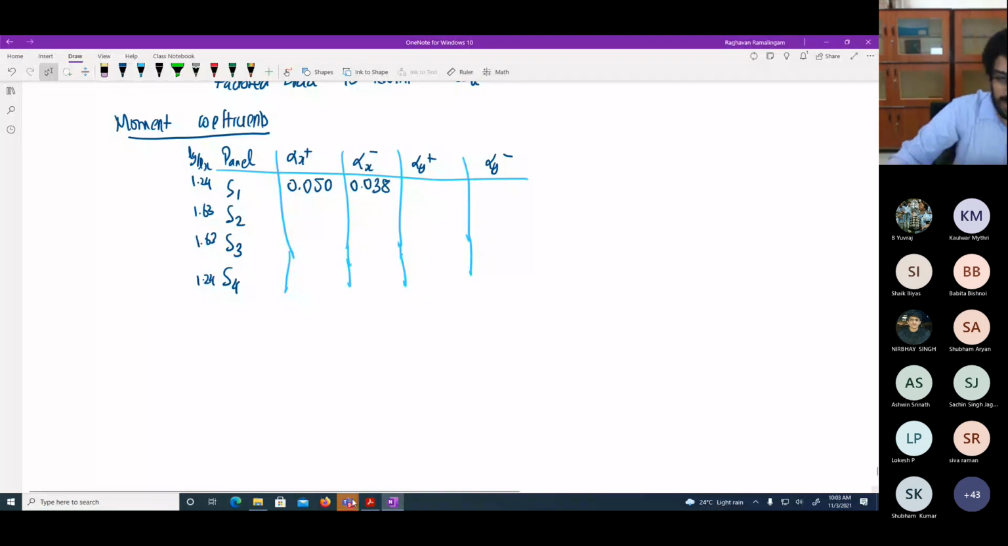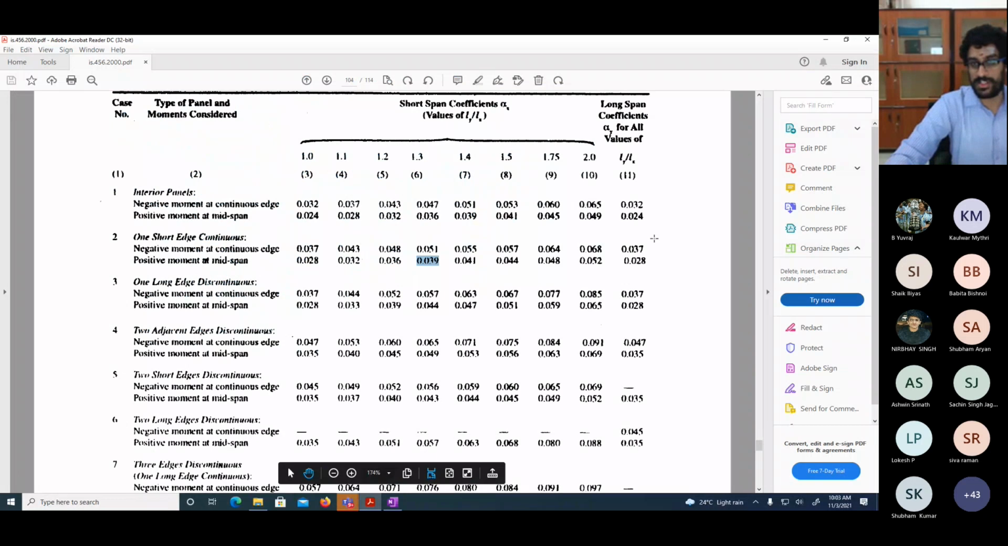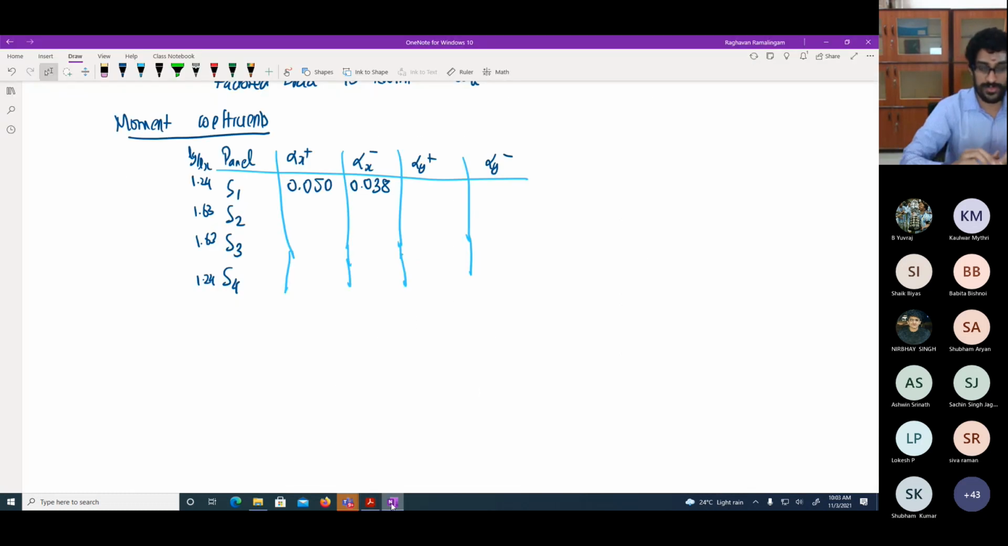Okay. As far as alpha y is concerned, no issue. For all the spans, it's the same as long as we have a particular range. So therefore, 0.037 and 0.028. Right. Next is S2, which is 1.63.